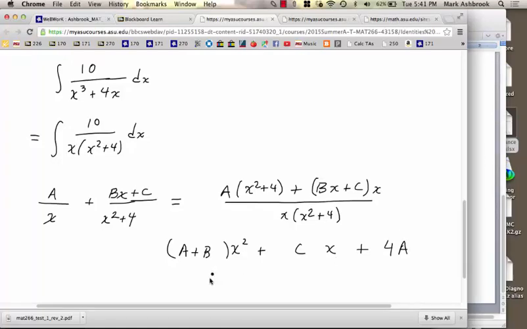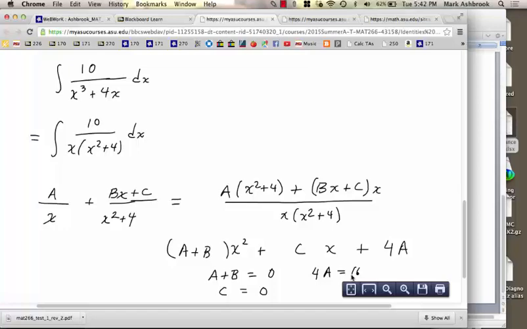So a plus b equals what? Someone said 0. Agree with that? We're asking, what's our coefficient of x squared in the numerator? 0. Okay, c equals 0. Oh, this is nice, right? Working out good. 4a equals 10, so a equals 5 halves, 10 over 4. And therefore b equals negative 5 over 2. And c is 0 already. We knew that.